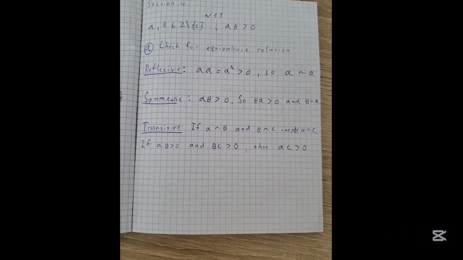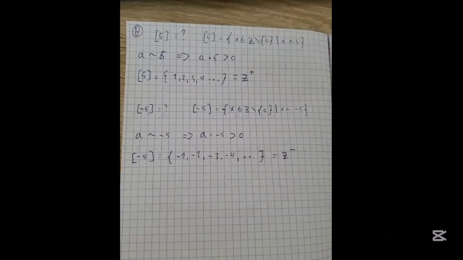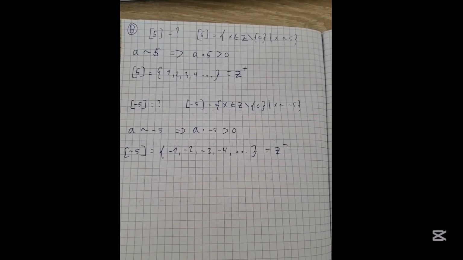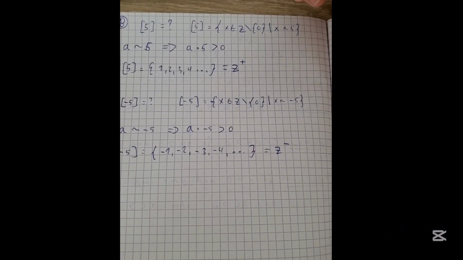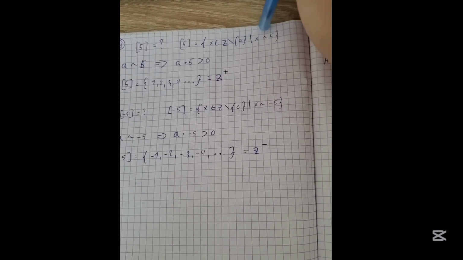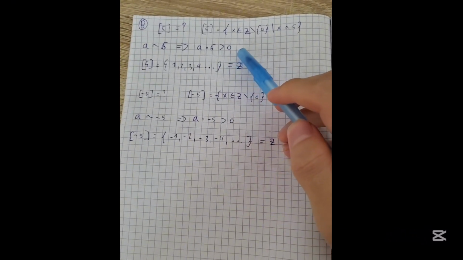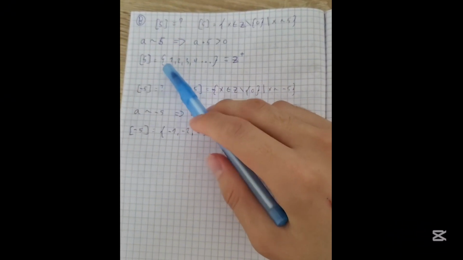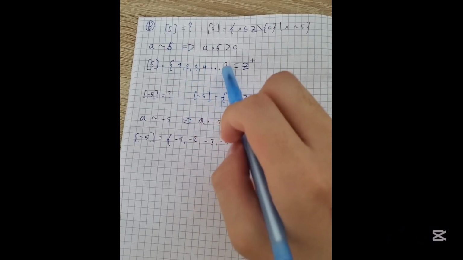Therefore, the relation is transitive and also an equivalence relation. For part B of the 11th exercise, we have to find the equivalence class of 5 and negative 5. The equivalence class of 5 consists of all integers related to 5, meaning that a multiplied by 5 has to be greater than 0. And after that we can consider that any positive number multiplied by 5 is always greater than 0.